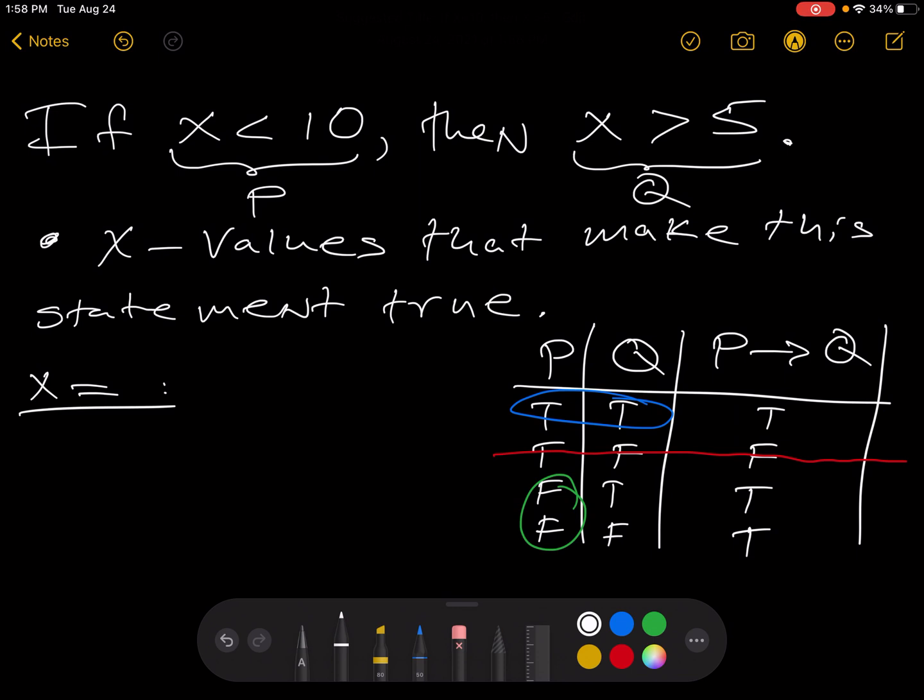Okay, now what about something else? Let's say x equals 20. X equals 20, let's see. P is 20 is less than 10. Well, that's false. And Q, it doesn't even matter what Q is, right? Because we find ourselves in this situation here, and we know that P implies Q is again true. So there's two examples, x equals 7 and x equals 20, and there's many more that make this conditional statement true.